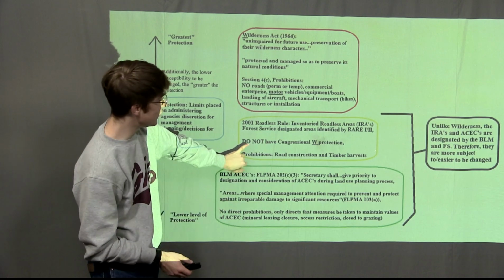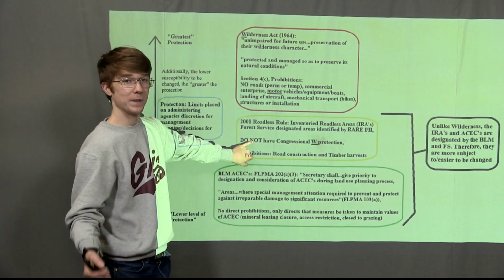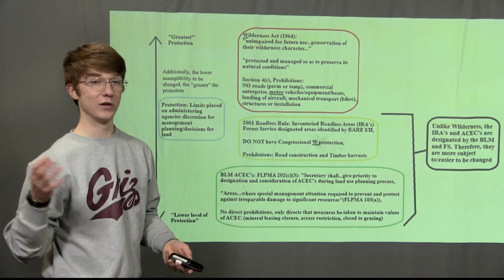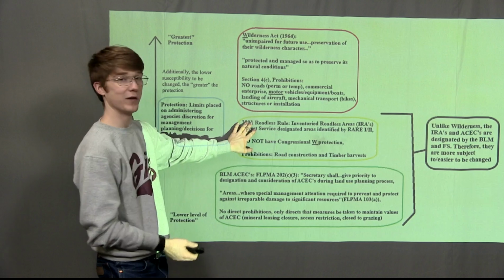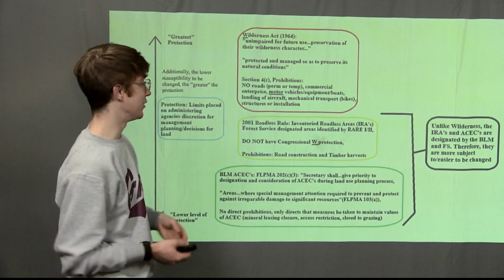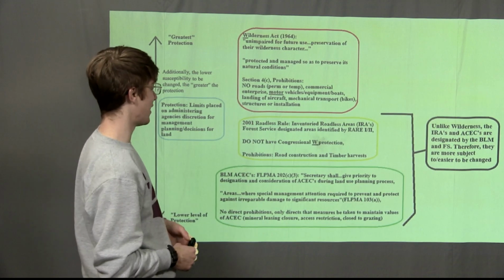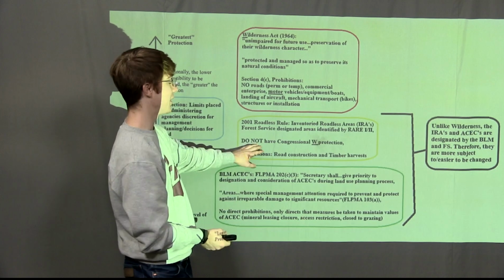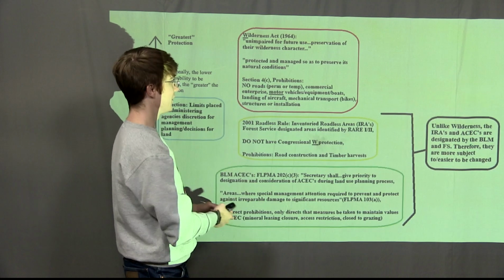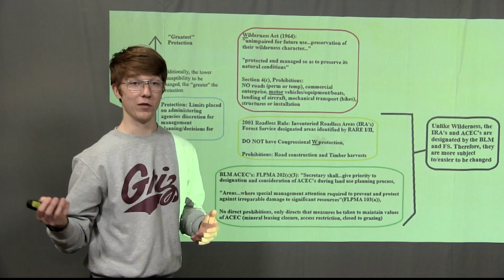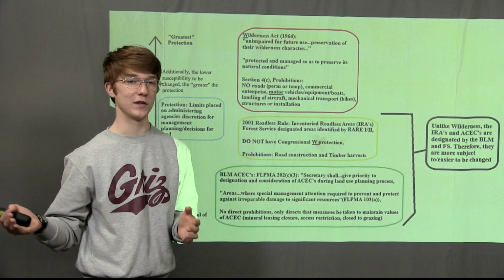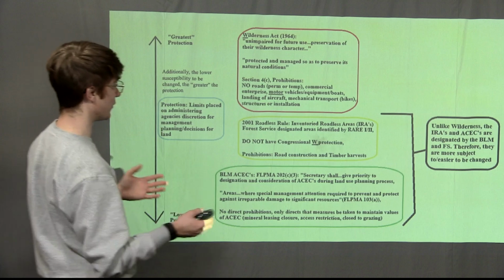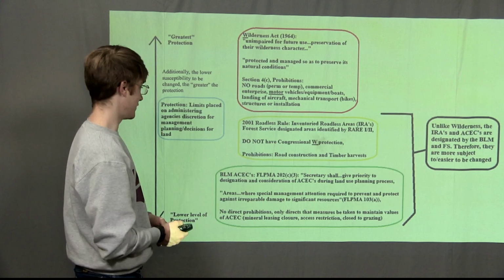Then, moving down to these two. First off, they're implemented by the agency, so they're prone to change, and we see that with the 2005 roadless rule, which I'm not going to get into. The professor said not to mess with it for this exam. Essentially, they don't have that congressional protection. They're very liable to change with changing executives and that pendulum swing of goals of an agency, of the president and the executive as a whole.